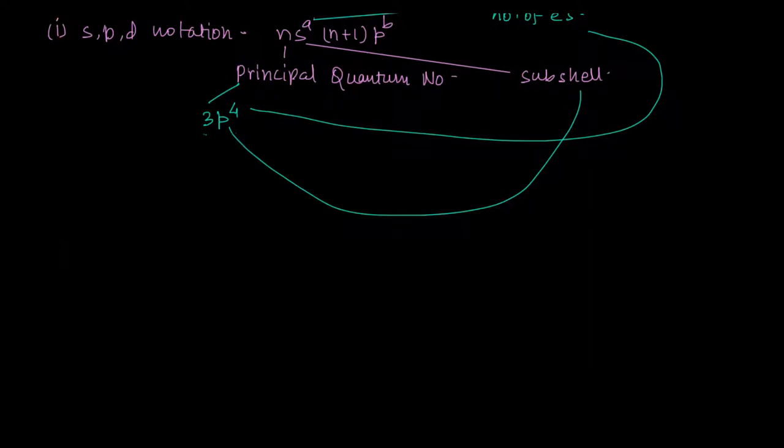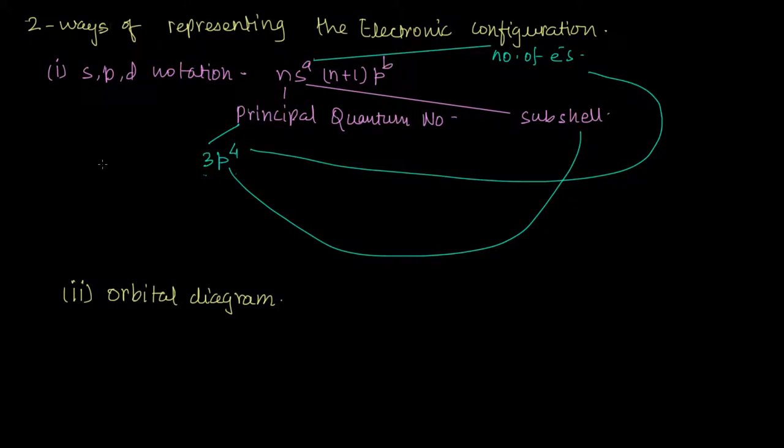So we have another notation which is a bit cumbersome but more detailed, and that is called the orbital diagram. We have already seen, so if it is, let us say, oxygen, then how is it filled? Let's first draw the orbital diagram for that. There is an s orbital. This is 1s. This is 2s. This is 2p, so it has 3 orbitals. We also show the orbitals here, right?